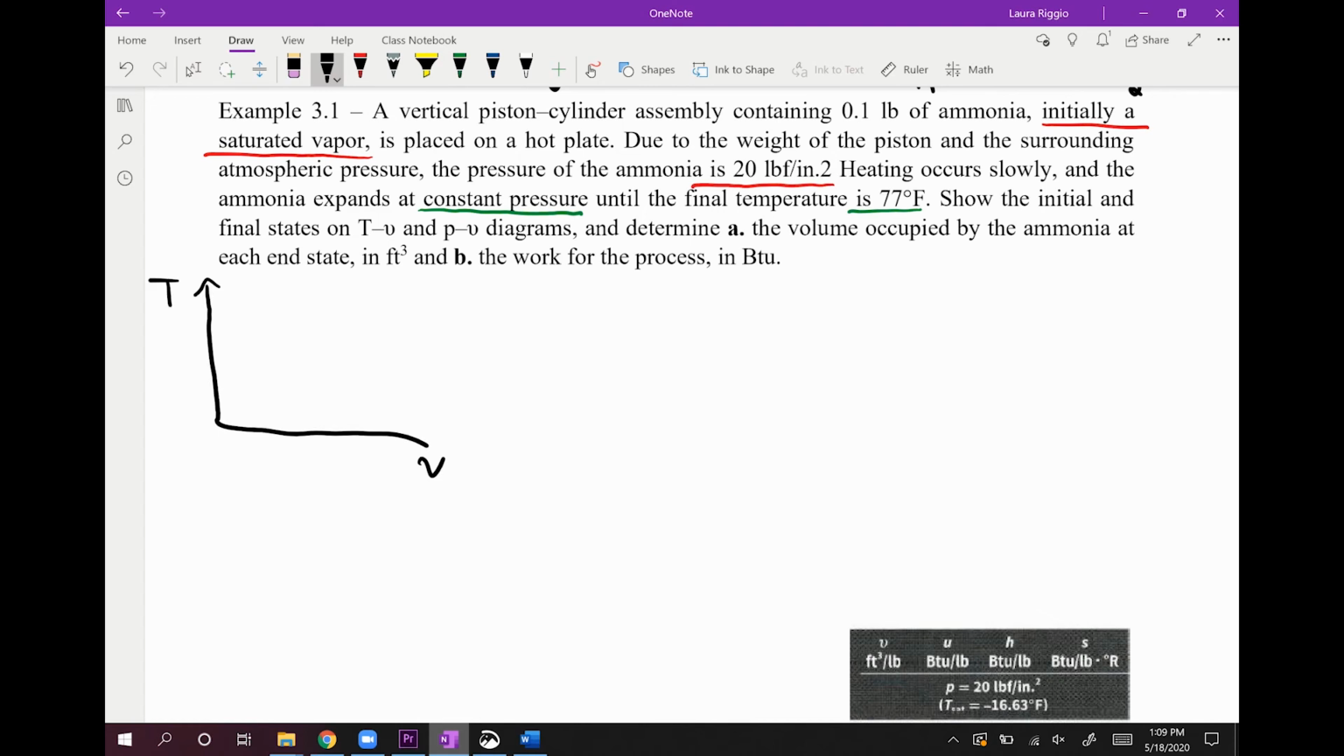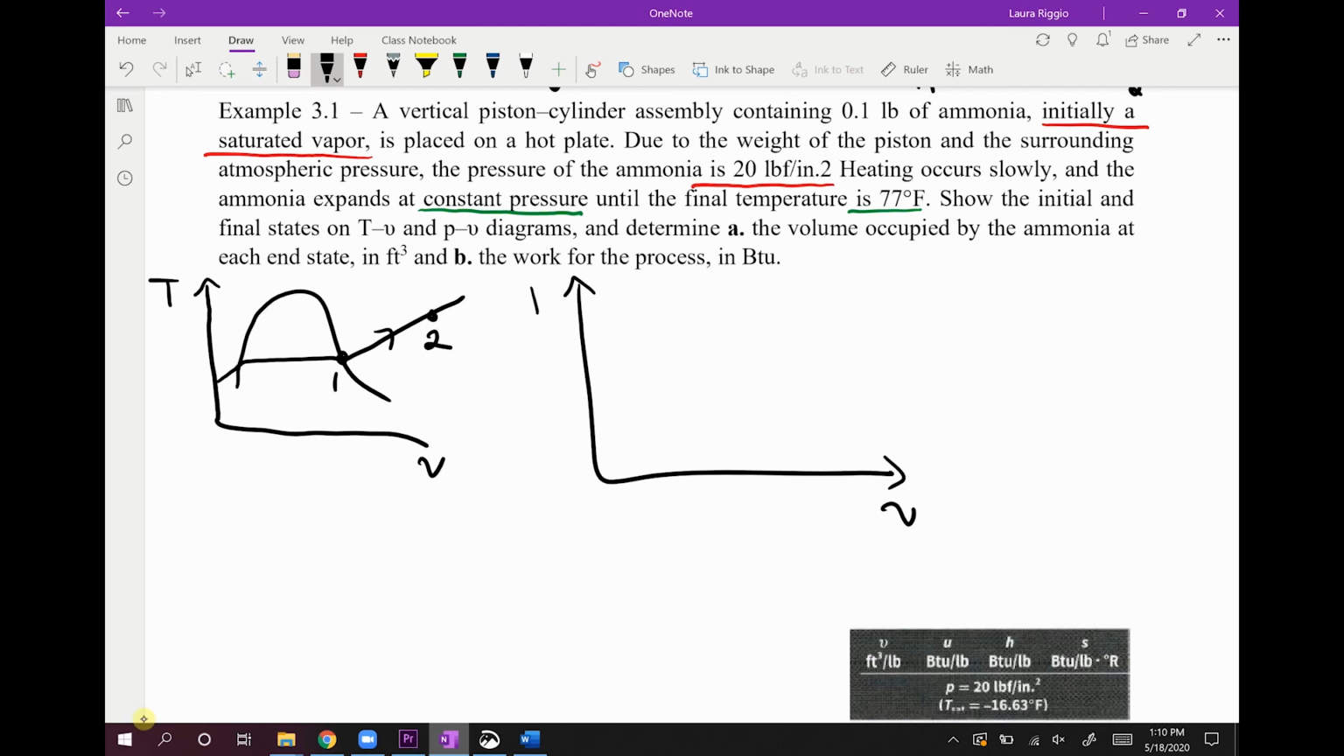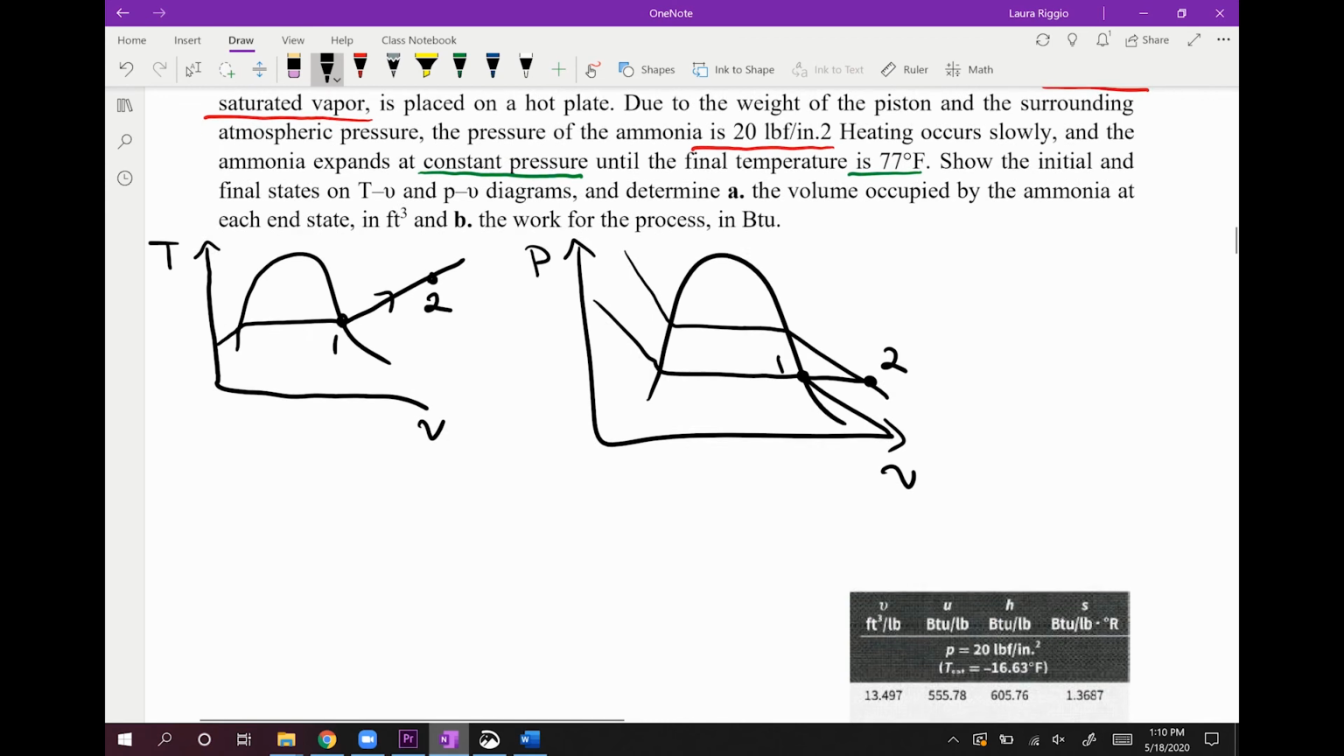So here's a T-v diagram. I'm going to draw my line of constant pressure. It says it starts initially at saturated vapor. That means I'm at the edge of my dome. So there's 0.1. I add heat until I'm at 0.2. If I look at it on a P-v diagram, again, I'm going to draw my dome. I'm going to draw two lines of constant temperature because my temperature clearly changes from state 1 to state 2. Here's state 1, here's state 2.